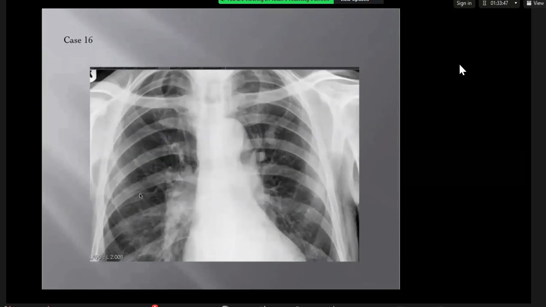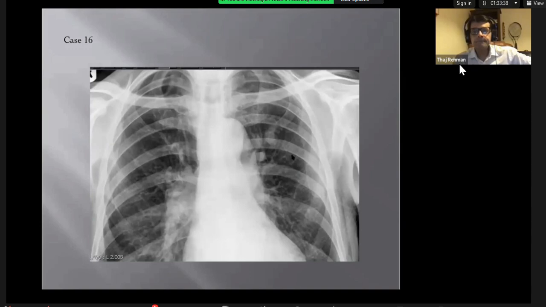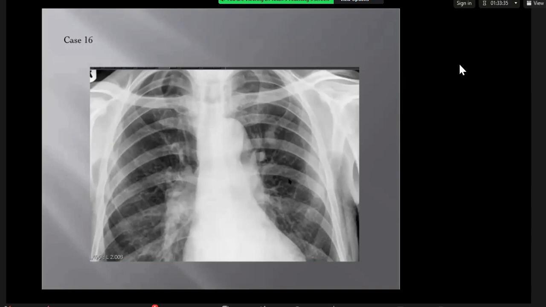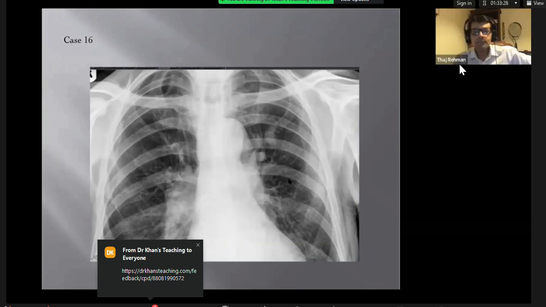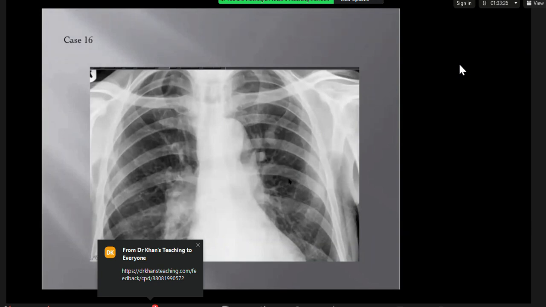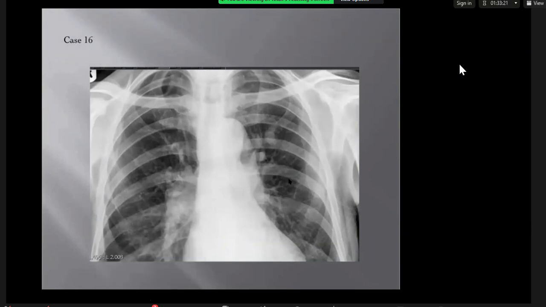So I can see two small dense nodules projected over the left upper zone. Yes, very good. Ignore the rest of the X-ray, including the right hilum. So they are dense nodules. I suspect that they are calcified, but I'd like to confirm this by CT. Maybe they are calcified granulomas, maybe hamartomas.